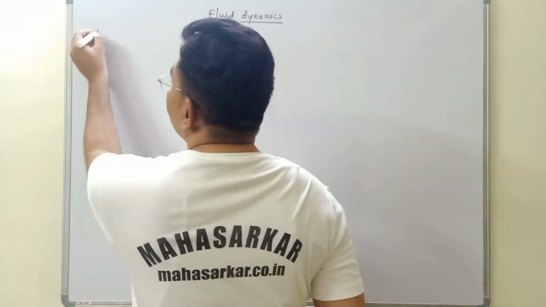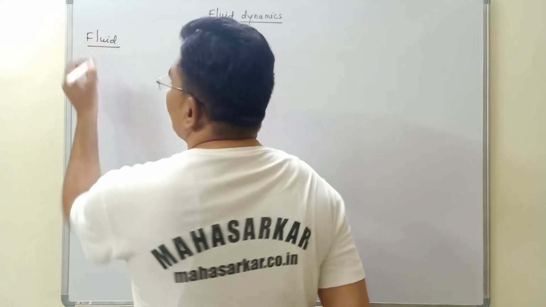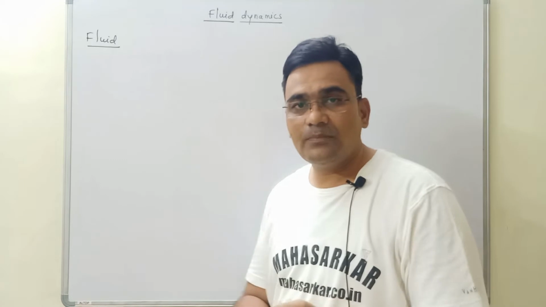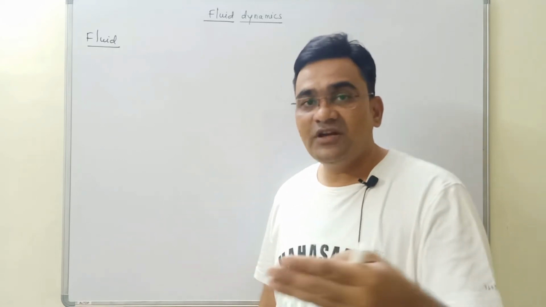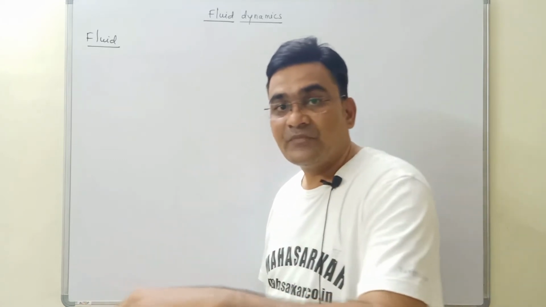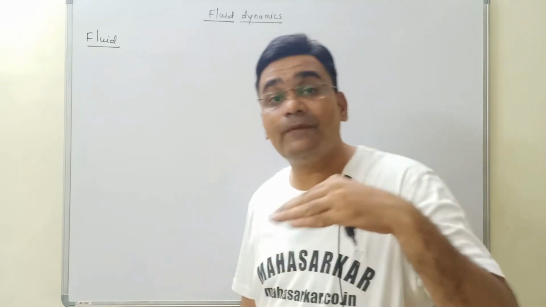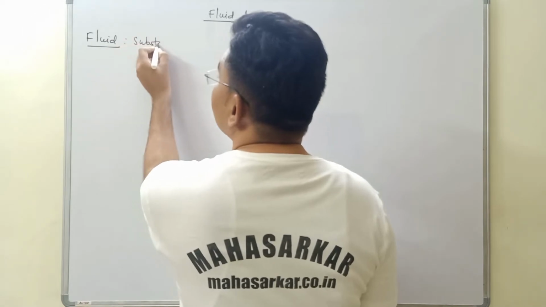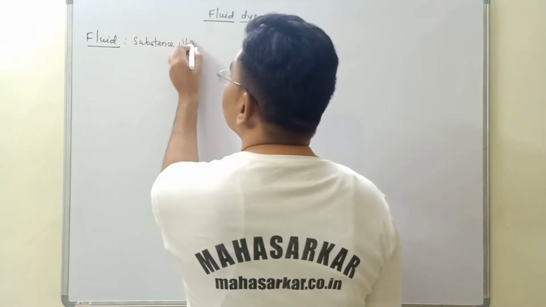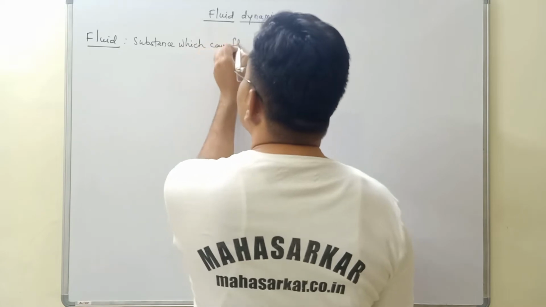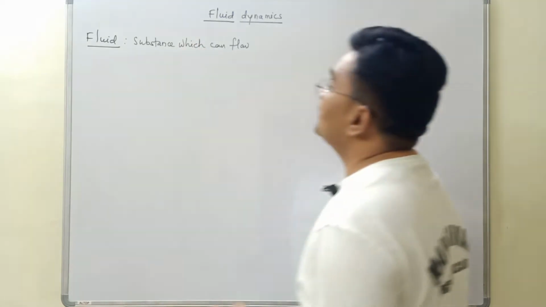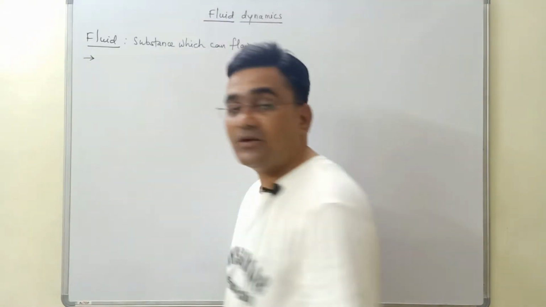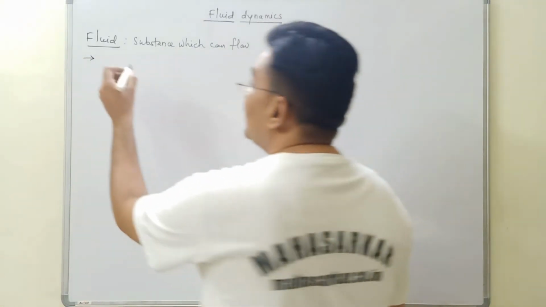What is a fluid? Water, oil, if I pour on a plane or inclined surface, it will not stop there, it will move. Instead of saying it will move, I will say it is flowing. So the substance which can flow is called what? Fluid.